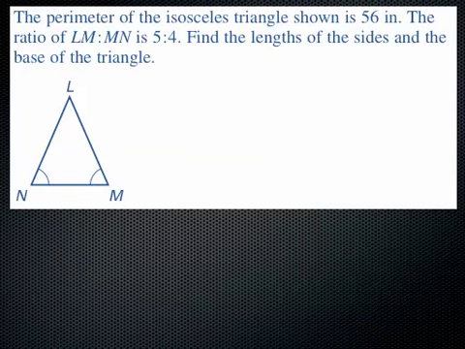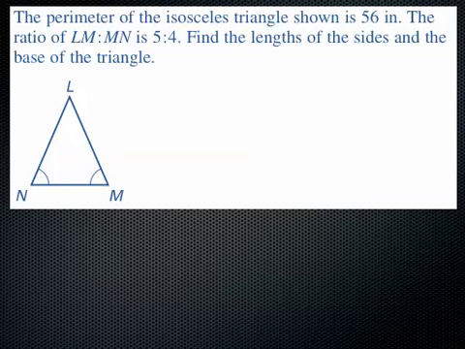This example says the perimeter of the isosceles triangle shown is 56 inches. The ratio of LM to MN is 5 to 4. Find the lengths of the sides and the base of the triangle. When I'm given a ratio, first of all, we know that this is an isosceles triangle, which means my two sides LM and LN are going to be congruent. They give us the ratio of LM to MN, which would be one of the sides to the base. And they tell me that the perimeter is 56 inches. Remember, to find the perimeter, we add up all 3 sides of the triangle.